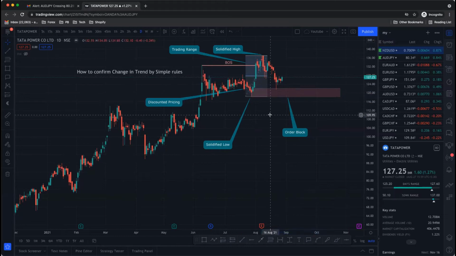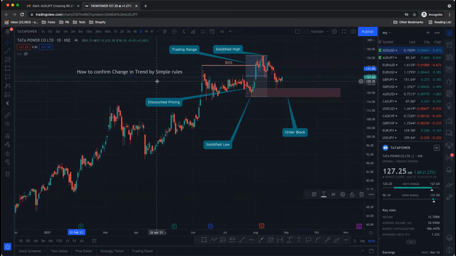From our education in the previous videos, we have identified what an order block is here. An order block is a candle which breaks the structure. What is break of structure? For this, go back to the videos and see there. So today we're going to talk about how to confirm a change in trend. We call it a confirmation entry.